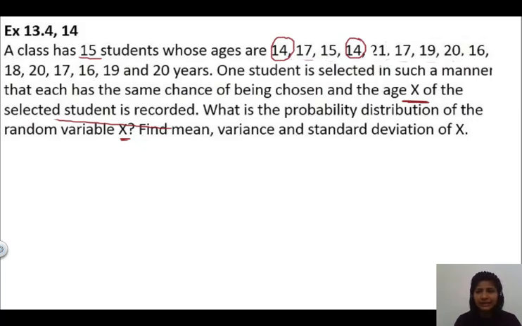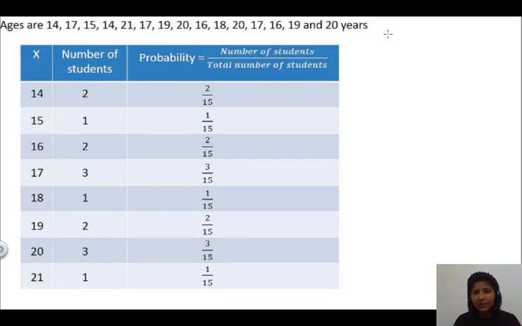So let us just write that in a table. Here is your table. Here 21 will also come, 21 years, correct? So the ages are 14, 17, 15, total we have written. Okay, let it be like this. So total ages of all the students is written. Now see, X is 14. You see 14 ages. How many are there? 2. One this one, this one. So 2 by 15 is the probability.